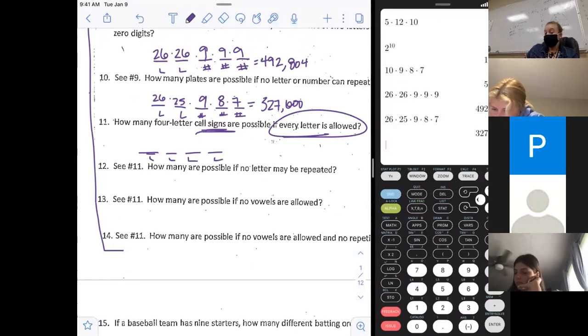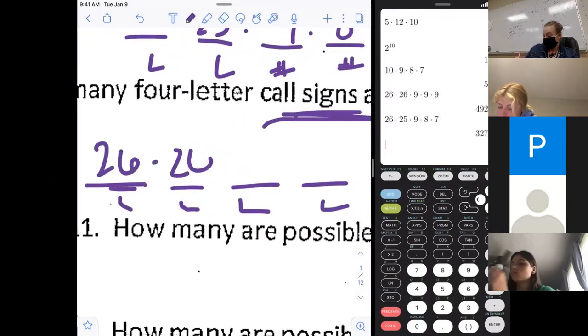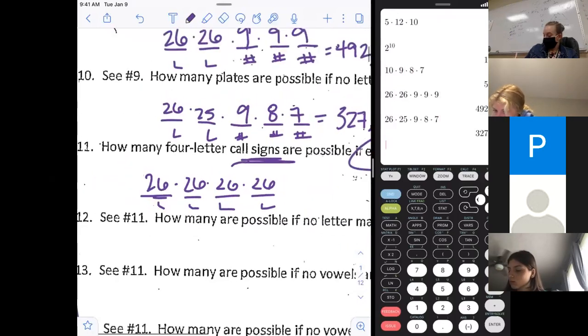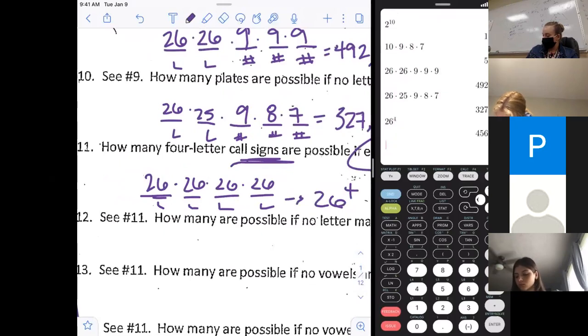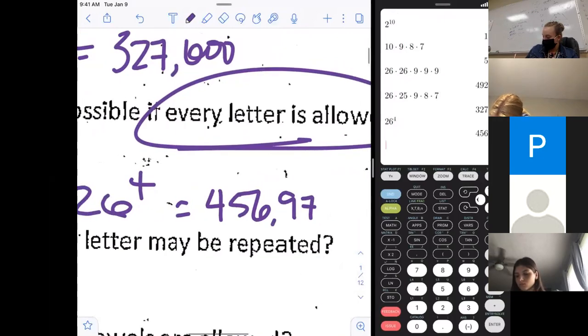It doesn't give me any problems. It doesn't say any restrictions, any letters allowed. We write 26 times 26 times 26 times 26. You can think of it as 26 to the 4th. I don't like to make a rule about the exponents because I can't remember that, and I don't want to just shove rules in my head. I just want to see what's there. But since I see I've got 26 4 times, I can think of it as 26 to the 4th, which is 456,976.